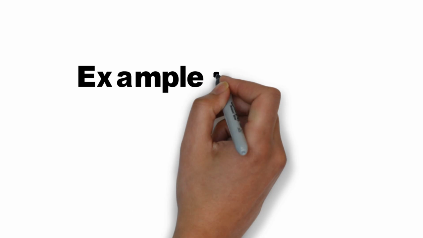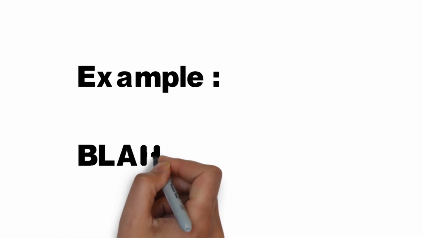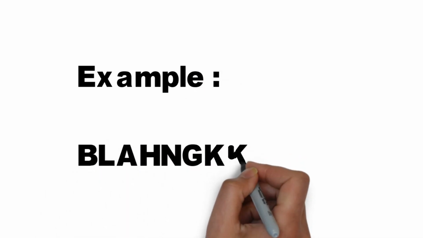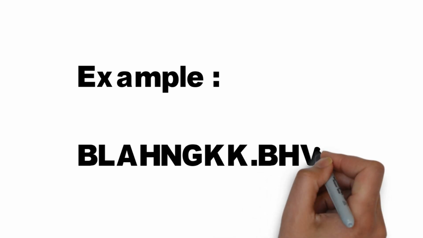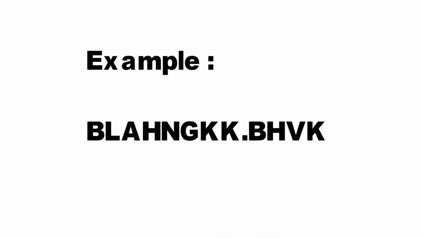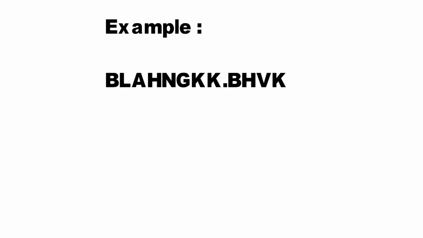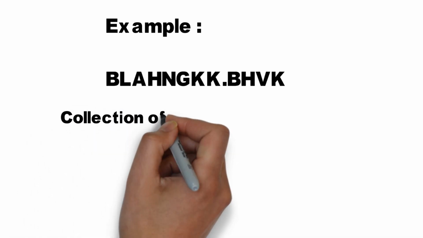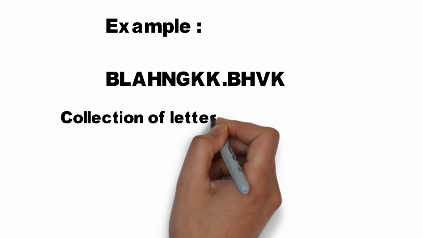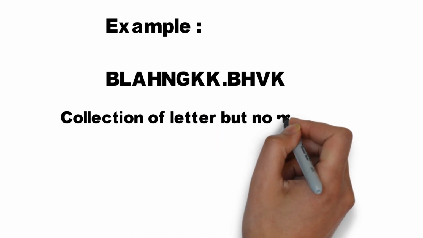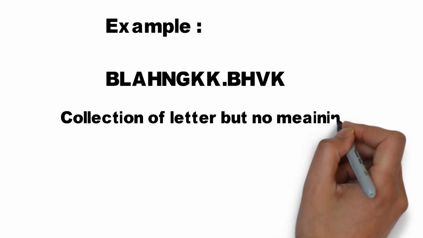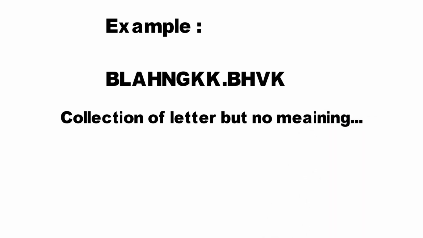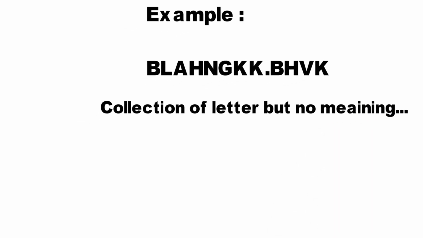Now, going to the example, we have some collection of letters. You can see B, L, A, H, N, G, K, K. These are all a collection of letters. But when these collections of letters are searched in the dictionary, we do not find any meaning of them. So we would not consider them a word.